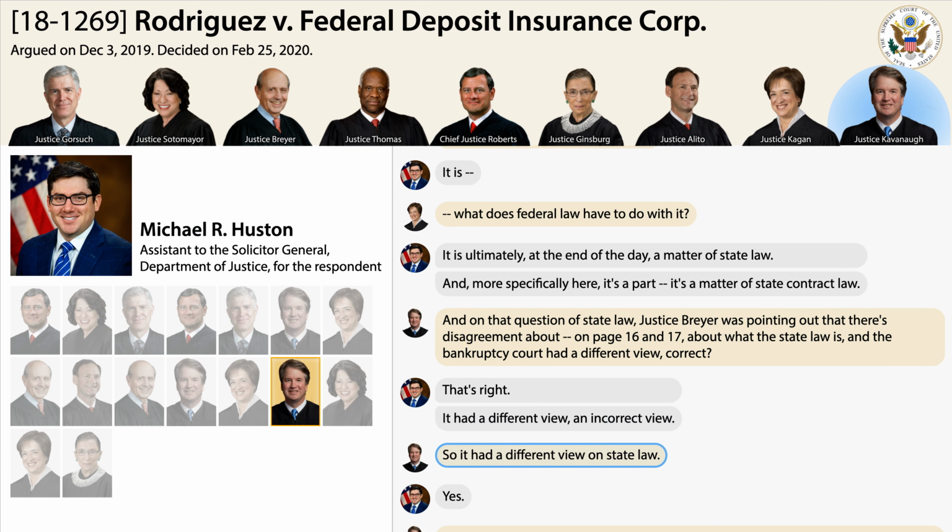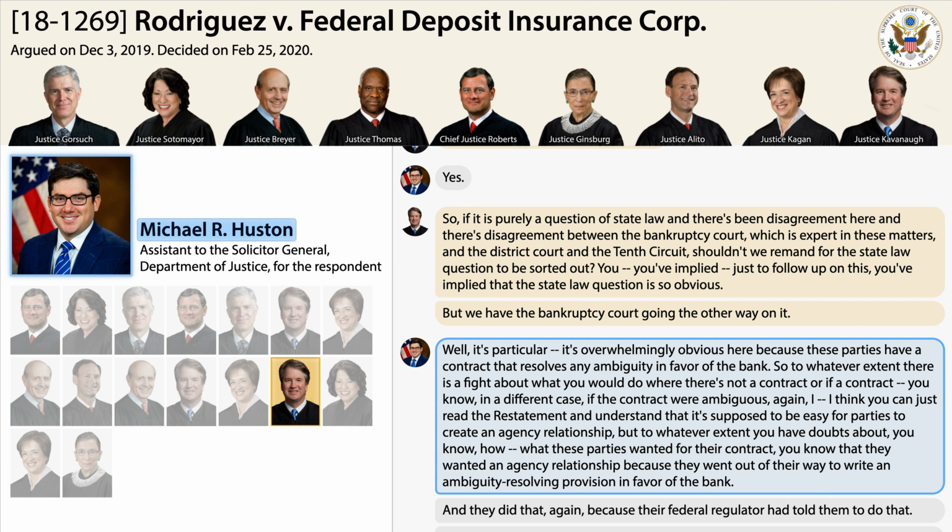You've implied that the state law question is so obvious, but we have the bankruptcy court going the other way on it. Well, it's overwhelmingly obvious here because these parties have a contract that resolves any ambiguity in favor of the bank. So to whatever extent there is a fight about what you would do where there's not a contract, or in a different case if the contract were ambiguous, again, I think you can just read the restatement and understand that it's supposed to be easy for parties to create an agency relationship. But to whatever extent you have doubts about what these parties wanted for their contract, they wanted an agency relationship because they went out of their way to write an ambiguity resolving provision in favor of the bank.